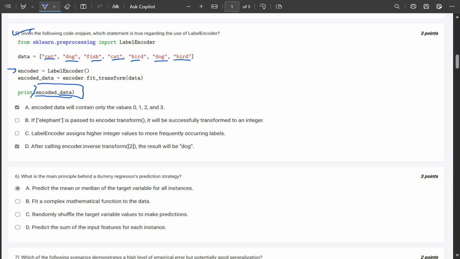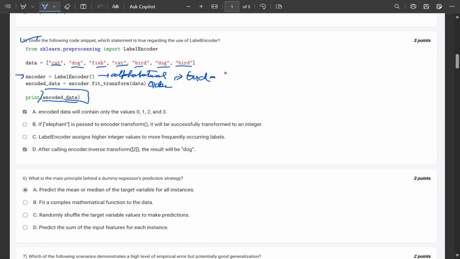Label encoder again works on alphabetical order if nothing is specified. So in this particular case, bird will be given a value of 0, cat will be given a value of 1, dog will be given a value of 2, and fish will be given a value of 3. It says encoded data will contain only values 0, 1, 2, 3. That's true, because label encoder encodes the values into numbers. So your output will be 1, then 2, then 3, then 1, then 0, then 2, and then again 0. So the first one is right.